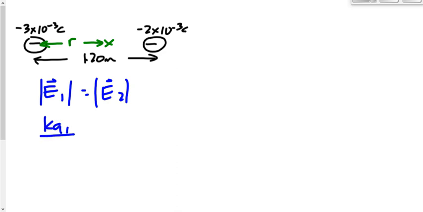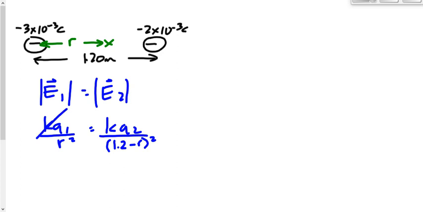KQ1 over r squared equals KQ2 over, here's the big leap, the big physics leap. The mathematical leap comes later. What would be our distance here? Cameron? Good. 1.2 minus r. See that, right? This is r, so this has got to be 1.2 minus r, right? 1.2 minus r plus r gives me 1.2.